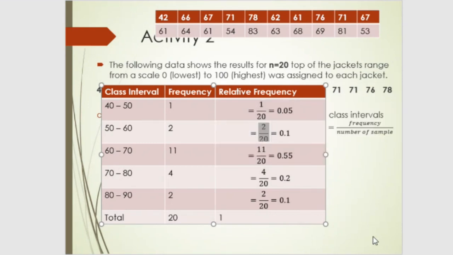2 over 20 now? No, they're not equal, because even if, let's say this one, 2 out of 20 is like a half of that, which is going to be like 1 over 10. Still not the same. All right.